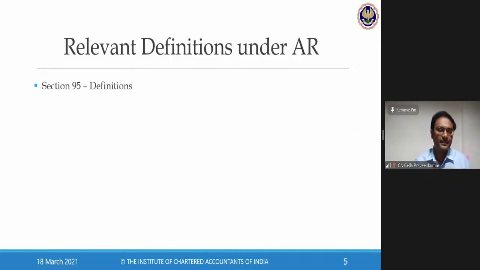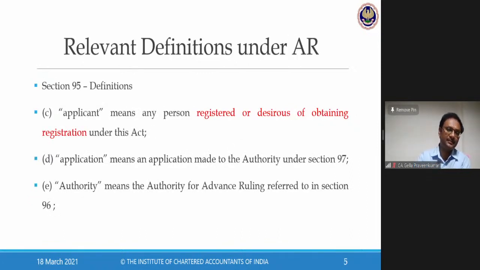Moving further, applicant. Applicant means a person registered or desirous of obtaining registration. I repeat, applicant means any person registered or desirous of obtaining registration under this Act. Based on this definition called applicant, expect a 3-mark question in your examination. I'll give an example to summarize how this question can be framed.